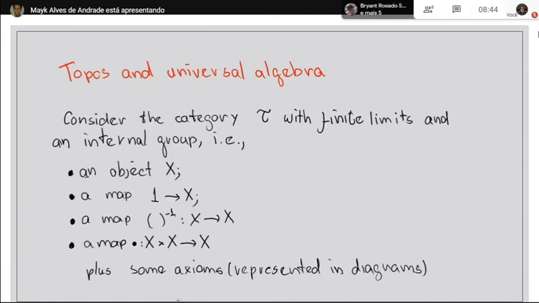And this was Lawvere's idea, the same who developed the elementary theory of the category of sets, ETCS. So if we consider the category tau with finite limits and an internal group, in other words, a category tau with finite limits and an object X, a map from the terminal object to X, selecting an element of X, if we can talk about elements. A map, which we'll call the same as we called before, from X to X, and a map from the binary product of X to X, plus some axioms, this time represented in diagrams. Those axioms will turn X into something like a group in the category tau.